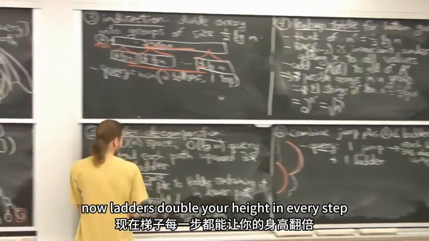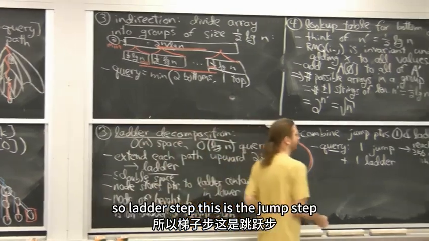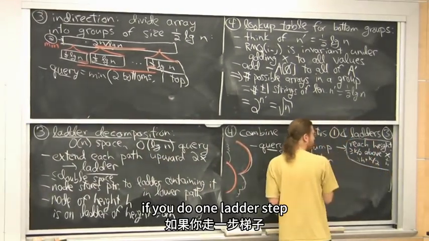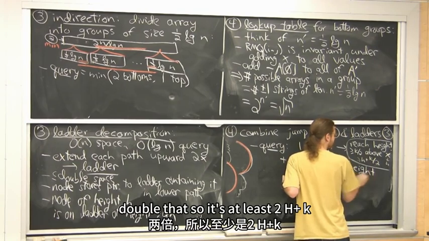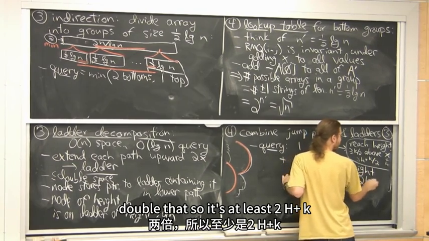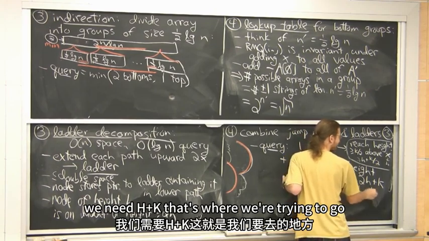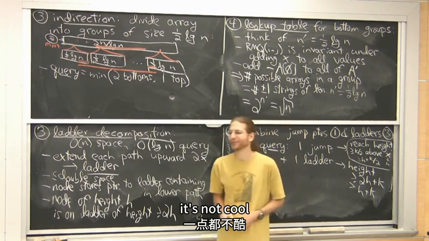Now ladders double your height in every step. So this is the jump step. If you do 1 ladder step, you will reach height double that. So it's at least 2h plus k, which is bigger than what we need. We need h plus k. That's where we're trying to go. And so we're done. Isn't that cool?